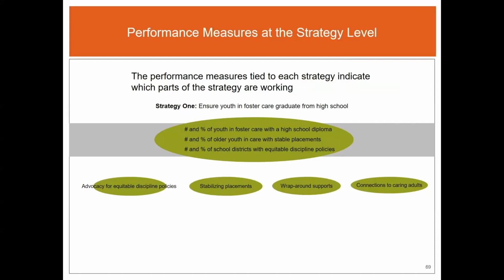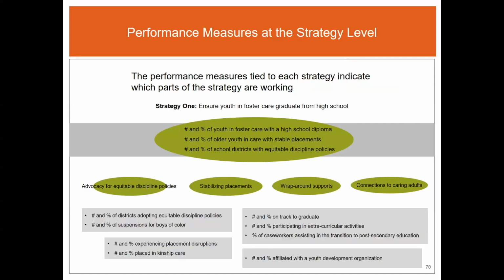And they realized that there were several components of the strategy. They had to think about advocacy. They had to be doing something very intentional to stabilize placements. They thought providing wraparound supports might be a way to keep young people in school, to keep them enthusiastic and connected. And they wanted to really push their thinking about ensuring young people in foster care had connections to caring adults who could help them with their education success as well. Each of those subcomponents then has its own set of performance measures, right? Because you need to know, is our advocacy working? Is our efforts to stabilize placements working, et cetera?